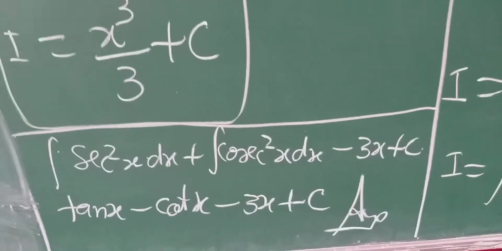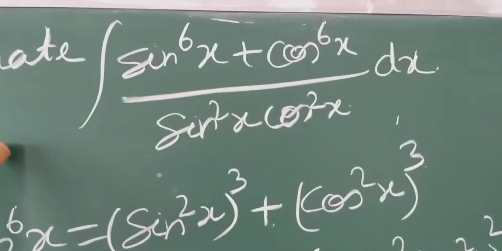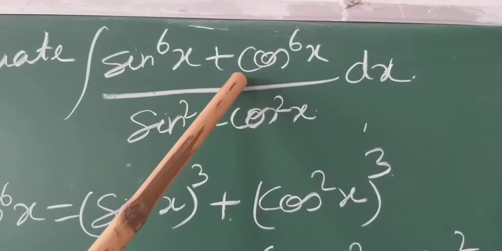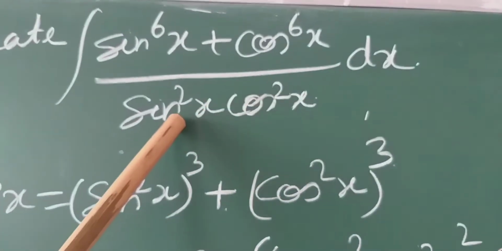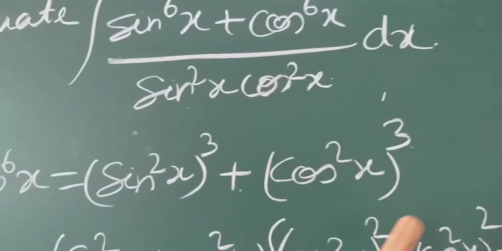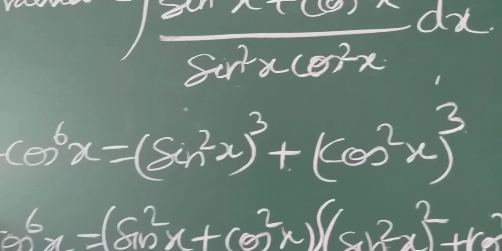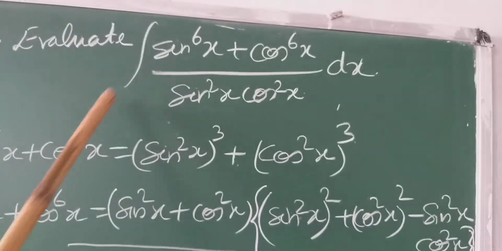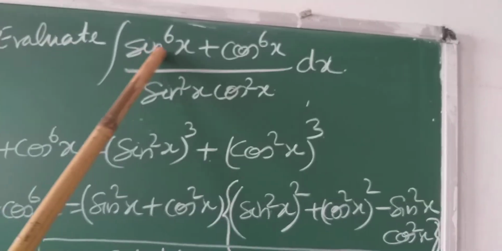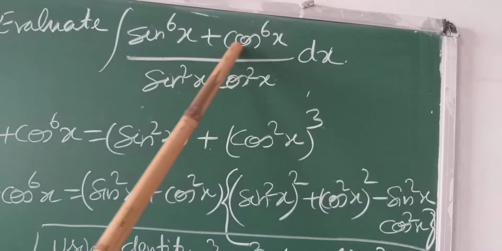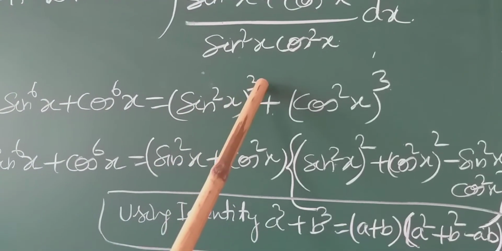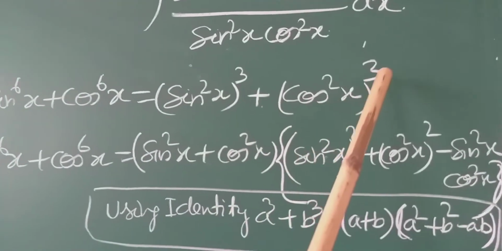Now students, one more question. We have to find the integration of sin to the power 6 x plus cos to the power 6 x upon sin square x cos square x dx. So sin to the power 6 x plus cos to the power 6 x, students, we have to solve first. Let us simplify this part. So it can be written as sin square x whole cube plus cos square x whole cube.